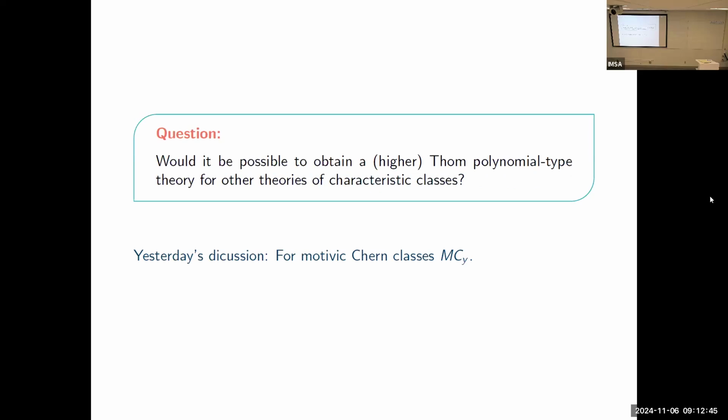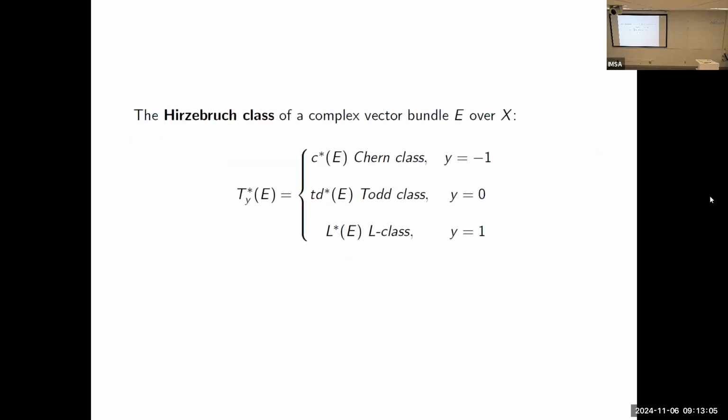Would it be possible to obtain a higher Thom polynomial type theory for other theories of characteristic classes? Yesterday, Richard discussed the Motivic Chern class version, and there is some progress on it. But my setting is from this world. In my last years I was studying Hirzebruch classes and L classes, really.